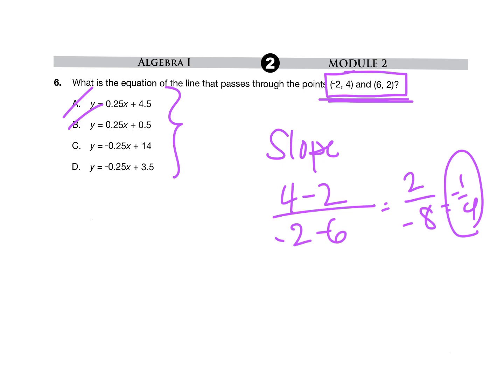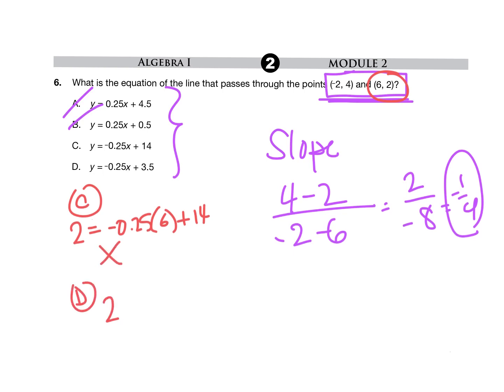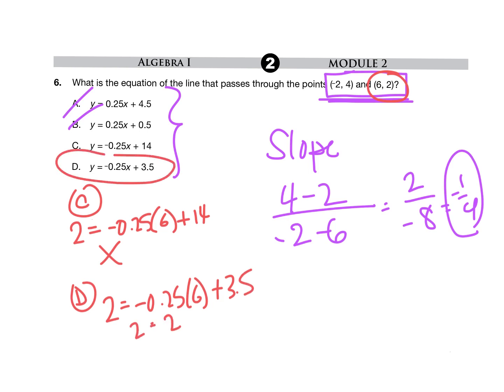And now from here, pick your coordinate. I'll be honest, I picked (6, 2) because they were both positive, and I put 2 in for my y. So if I look at C here, I put 2 in for my y, and I did negative 0.25 times 6 plus 14. I plugged that into my calculator to see if it worked, and in C, it didn't. I didn't get 2 equals 2. However, when I checked D, and I put 2 in, I got, again, negative 0.25 times 6, and then plus 3.5, I got back 2 equals 2, which means D is your correct answer.